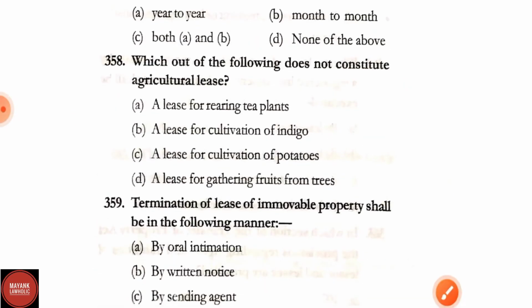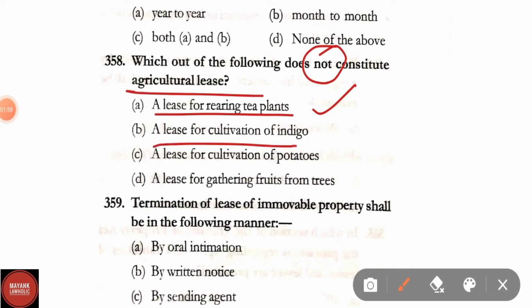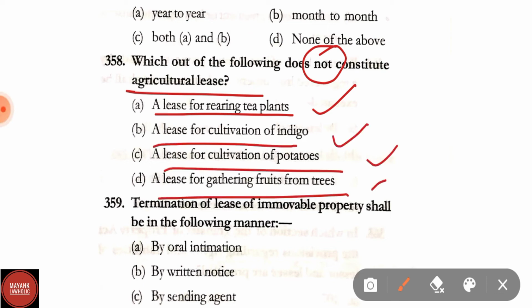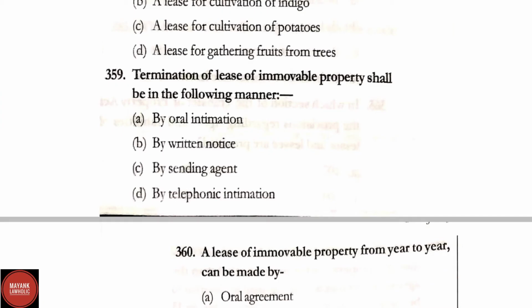Question number 358. Which out of the following does not constitute agricultural lease? A lease for rearing tea plants, a lease for cultivation of indigo, a lease for cultivation of potatoes, a lease for gathering fruits from trees. Option D does not constitute agricultural lease, therefore option D is the correct answer, and options A, B, C are related to agricultural lease.